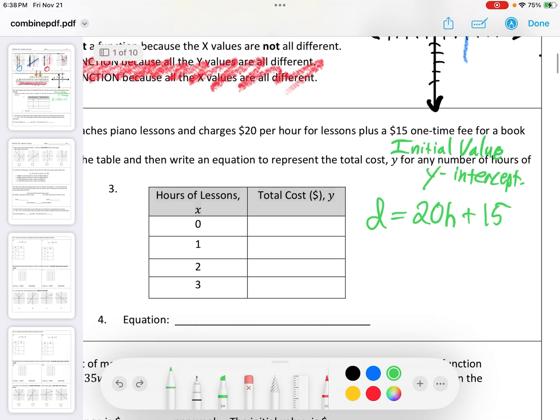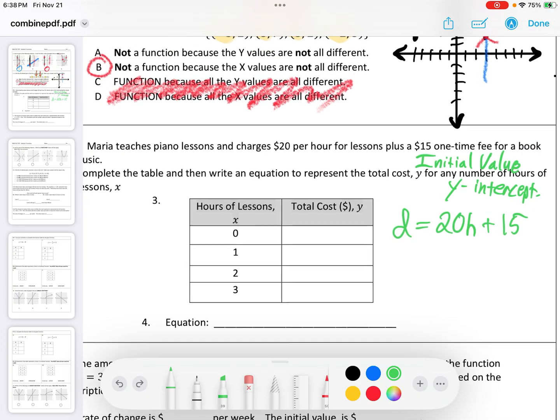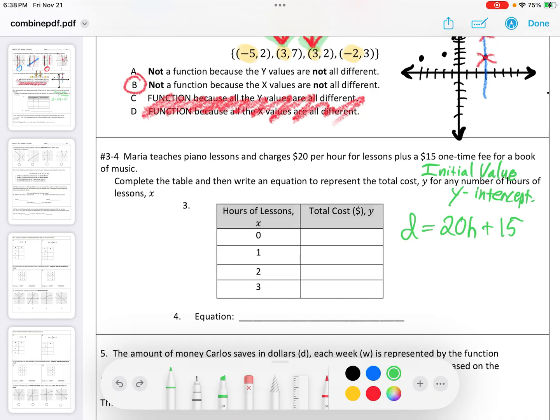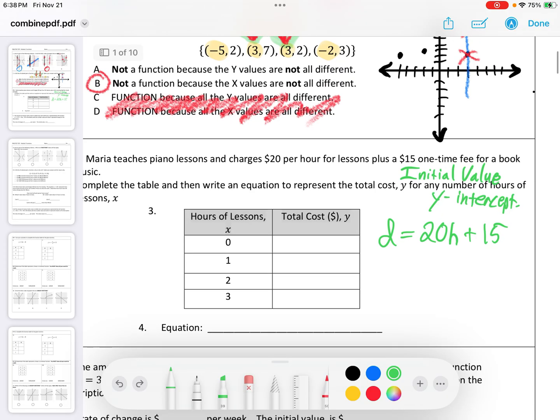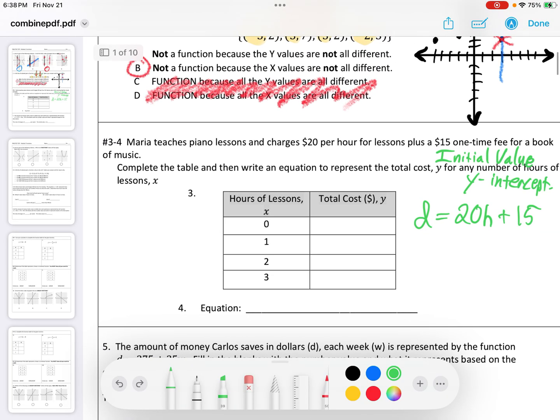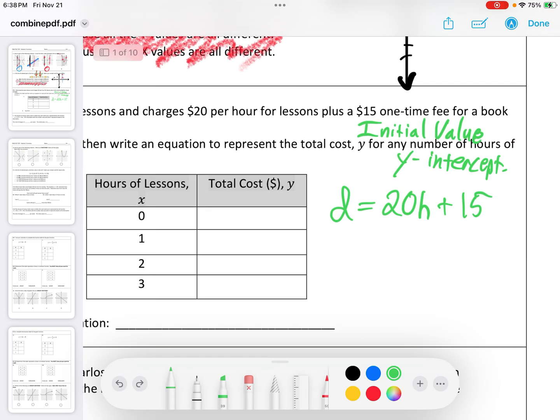Okay, we didn't practice that much, but I want you to watch the video now. Okay, complete the table, then write an equation. Okay, I already wrote the equation. Yay! Y for any number of hours of lessons x. Okay. If I teach 0 hours of lessons, the person still has to pay for that book. 15. Now, I can show you the math, right? 20 times 0 plus 15. That means this is 0 plus 15.